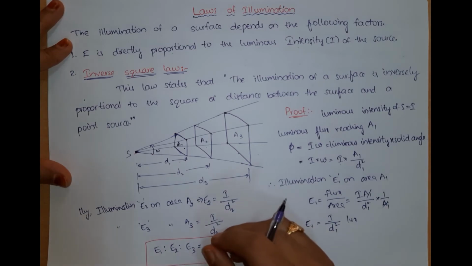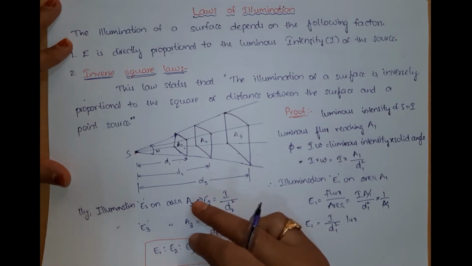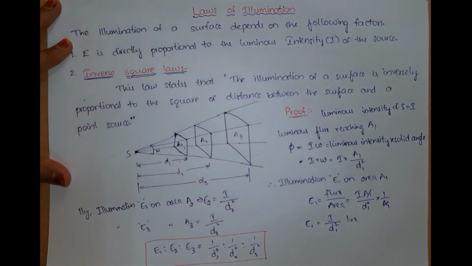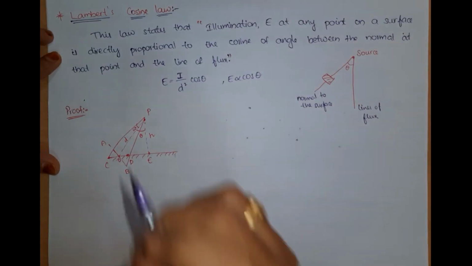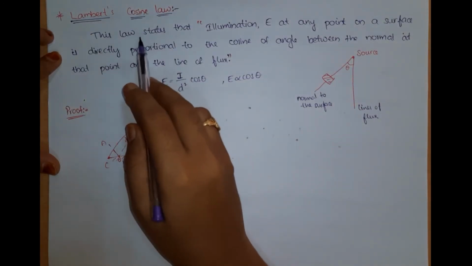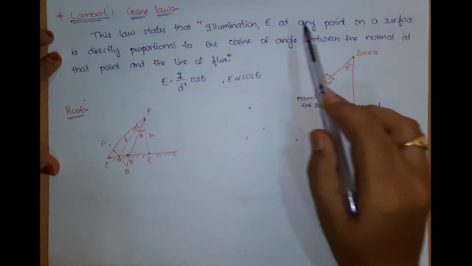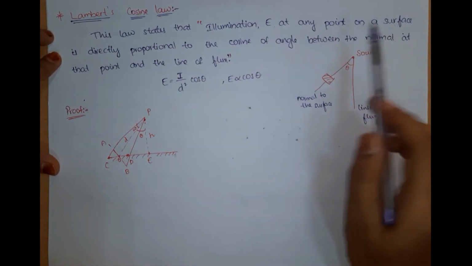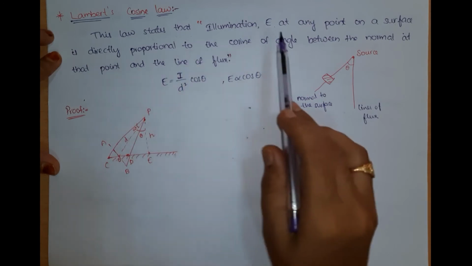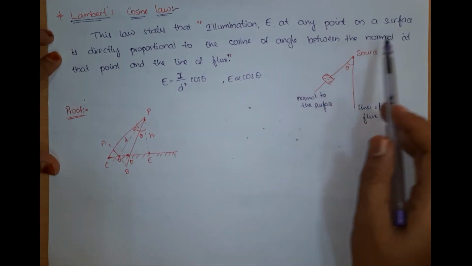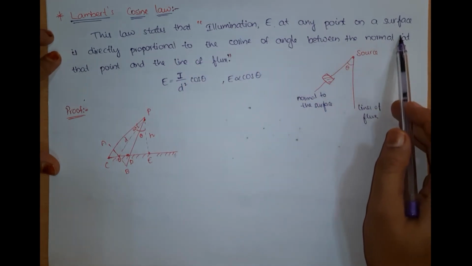So next let us look at one more law of illumination, that is Lambert's cosine law. This law states that illumination E at any point on a surface is directly proportional to the cosine of the angle between the normal at that point and the line of flux.